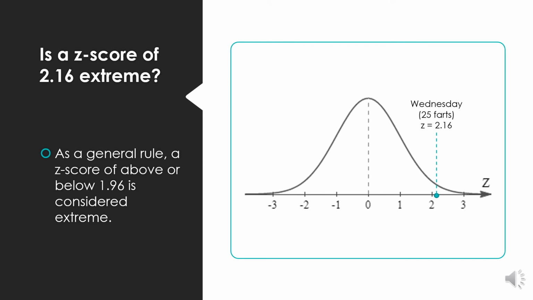Is the z-score of 2.16 considered an extreme score? As a general rule, z-scores above or below 1.96 are considered extreme. Since 2.16 is above 1.96, Jimmy's number of farts on Wednesday would be considered an extreme score. It would also be known as an outlier.